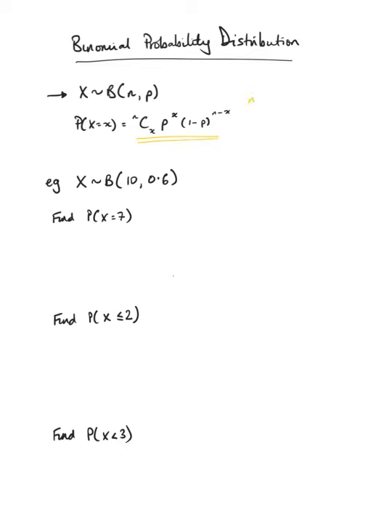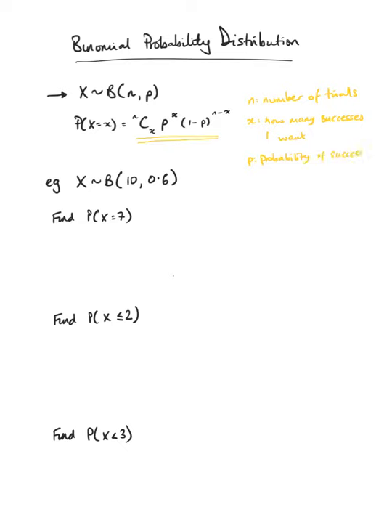Now n in this is my number of trials, so the number of times that I'm trying something. X is how many successes I want, because with a binomial probability distribution, you basically need a success or a fail. There can't be anything in between. And P is the probability of success.